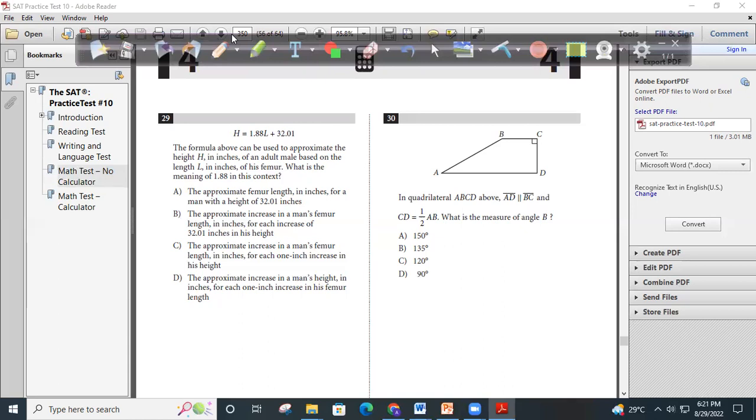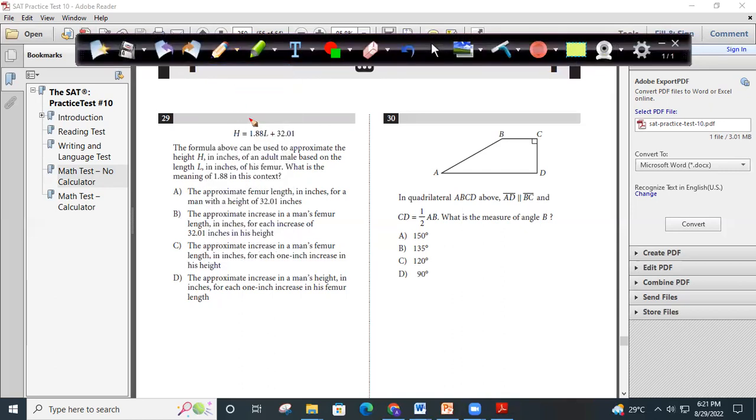So I would like to relate this to y is equal to mx plus c. Now y is H, x is L, c is 32.01, m is 1.88. The formula above can be used to approximate the height H in inches of an adult male based on the length L in inches of his femur.